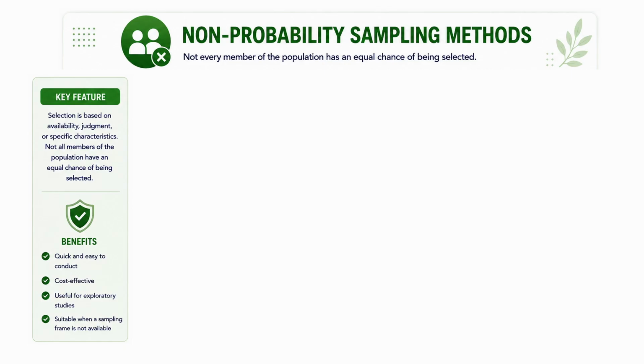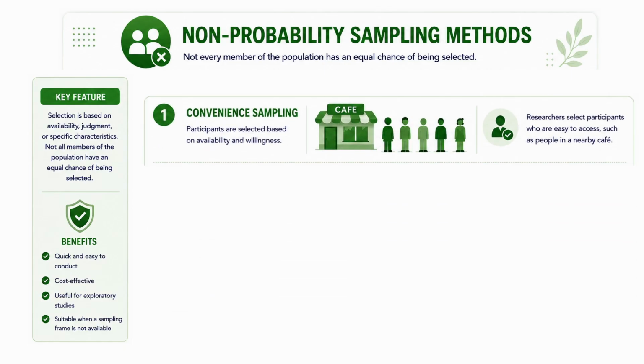But there are some benefits for non-probability sampling. It is quick and easy to conduct. It is cost effective, not as costly as probability sampling methods. Useful for exploratory studies. Suitable when the sampling frame is not available. We don't have the list of all students. Then you can do non-probability sampling. You can use convenience sampling.